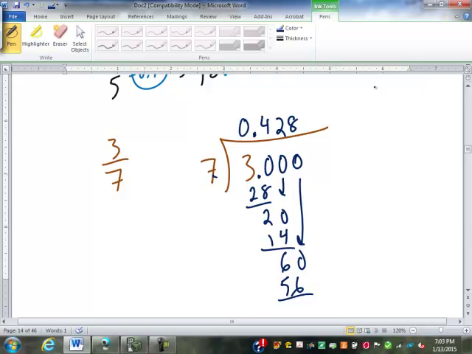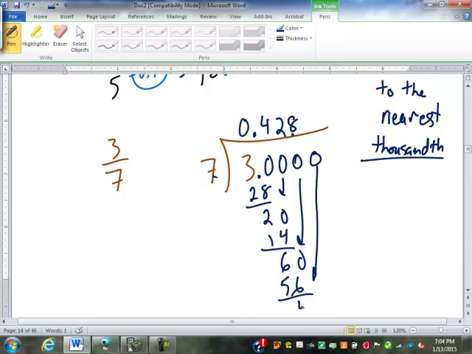How do we know where to stop? Well, let's say that you're told you want this to the nearest 1,000. We're at the nearest 1,000. Can we stop there? No. Add another 0. We subtract this to get 4. Adding another 0 makes it 40. 7 into 40 is 5 times. We had to go that one more place because this 5 tells us that when we round that to the nearest 1,000, instead of being 0.428, it has to round up to 0.429. Any questions? Okay.